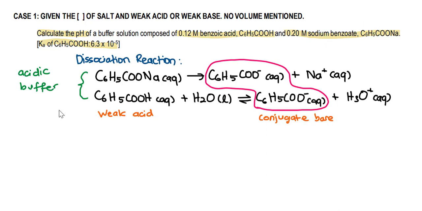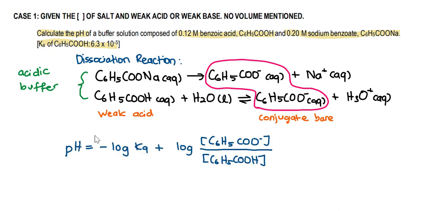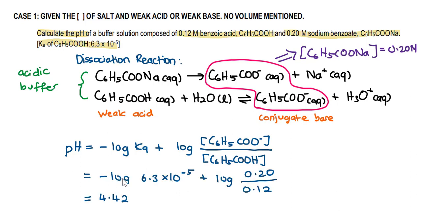To calculate the pH of an acidic buffer solution, we are going to use the Henderson-Hasselbalch equation, which is pH equals negative log Ka plus log concentration of conjugate base or salt divided by concentration of weak acid. The concentration of our conjugate base is equal to the concentration of our salt, since our salt will fully dissociate into the benzoate ion and the dissociation of our acid is very, very small. Substitute the value into the formula and press your calculator. You will get your answer, 4.42.